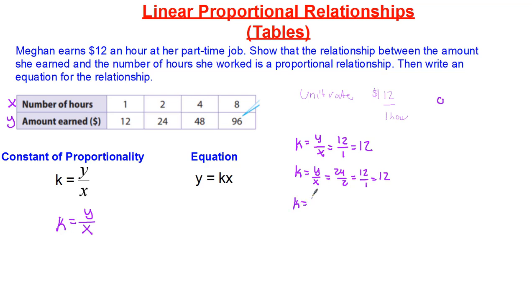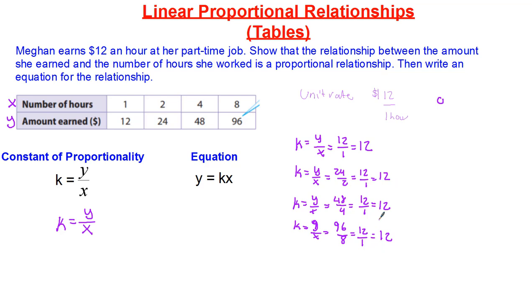Okay, once again, k equals y over x. In this case, we have 48 over 4. So that simplifies to 12 over 1 if I divide bottom and top by 4. All right, and then lastly, k equals y over x. So that's going to be equal to 96 over 8, which does, again, simplify to 12 over 1 when you divide the top and bottom by 8. So all of them are 12.